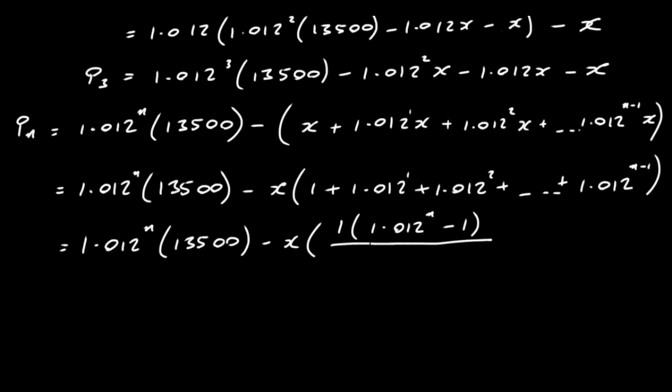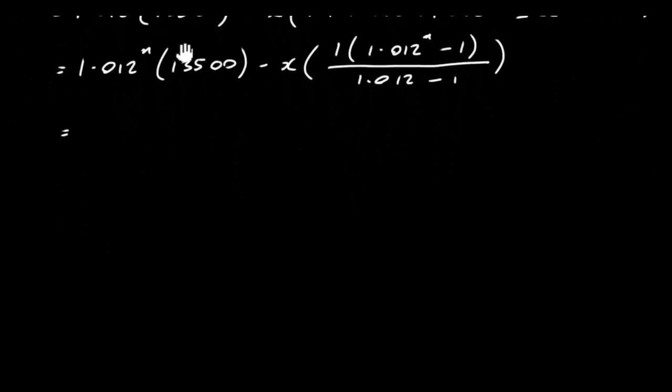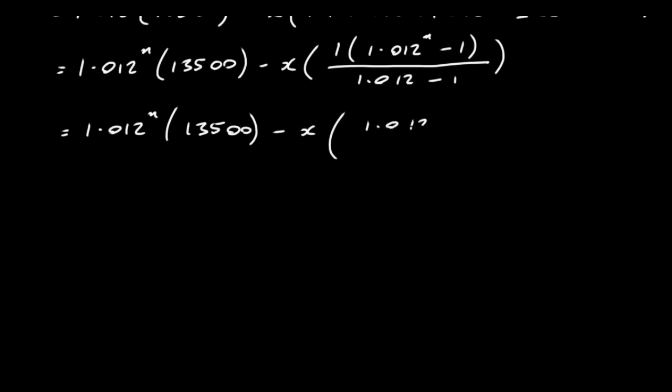Then that's all over 1.012 minus 1. So that formula is in your tables anyway. It's a times r to the power of n minus 1 over r minus 1. So all we've got to do is just simplify this now. Let's do that. So we have 1.012 to the power of n, 13500 minus x times 1.012 to the power of n minus 1 all over 0.012.